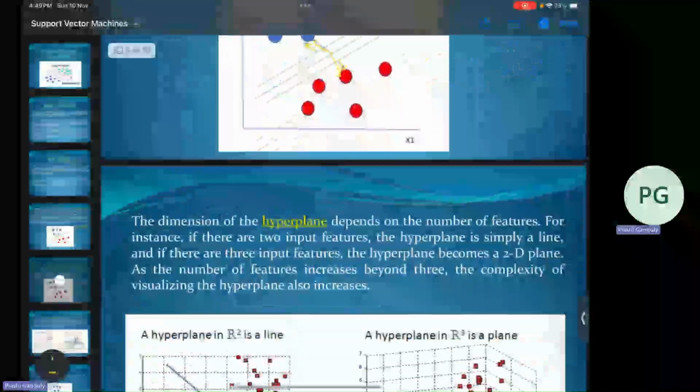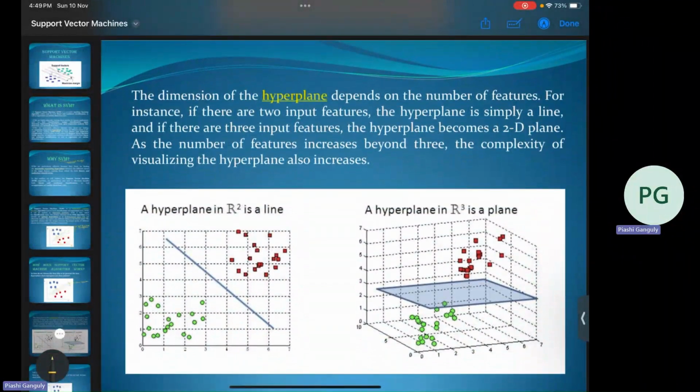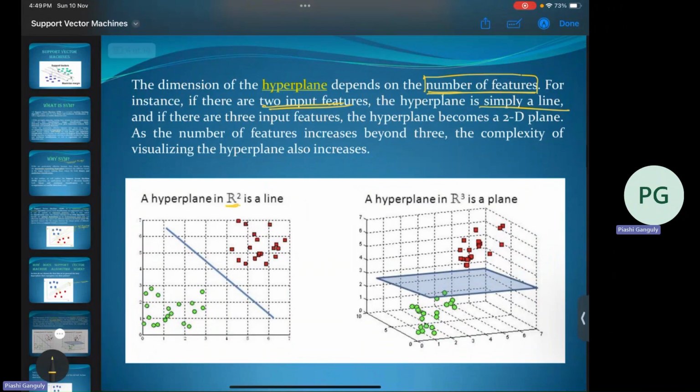Now, moving on to the dimensions that I was talking about earlier. The dimension of the hyperplane depends on the number of features. So this is very important. Dimension depends on the number of features. How? For instance, if there are two input features, the hyperplane is simply a line, right? As we can see in R2, the two-dimensional input features, this hyperplane is simply a line.